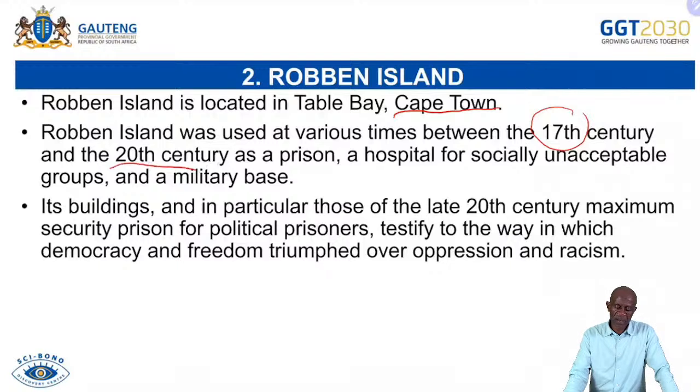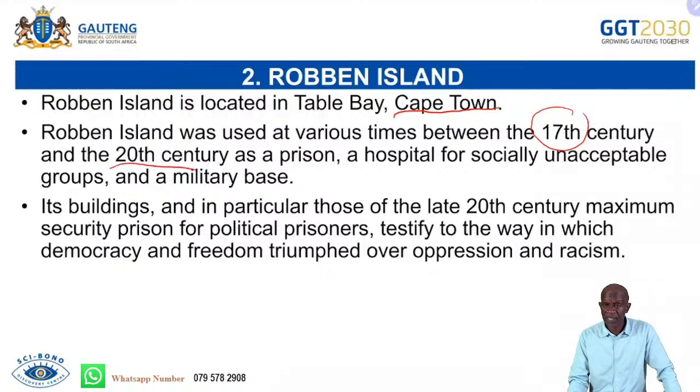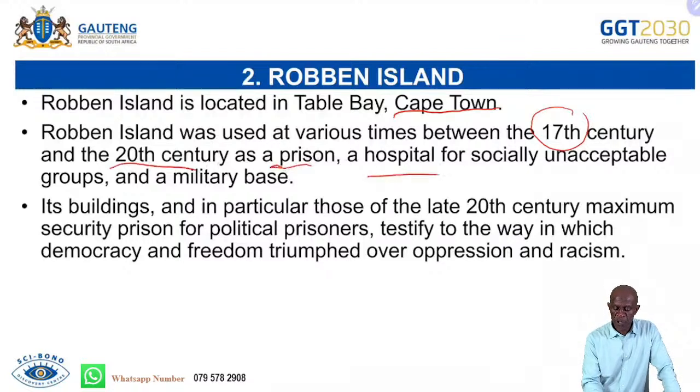And for that period in history, Robben Island was used as a prison. It was also used as a hospital for socially unacceptable groups, as well as a military base. So those are the uses. Please internalize them, that it was used as a prison, as a hospital for unacceptable groups, as well as a military base.